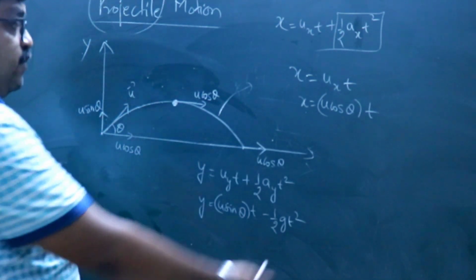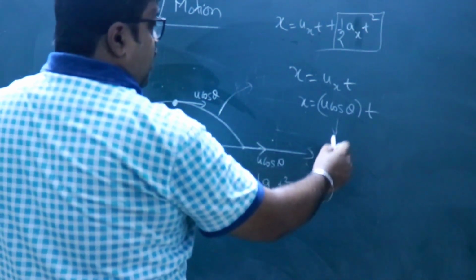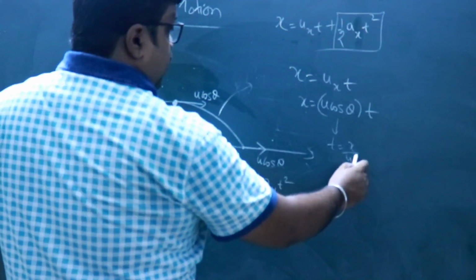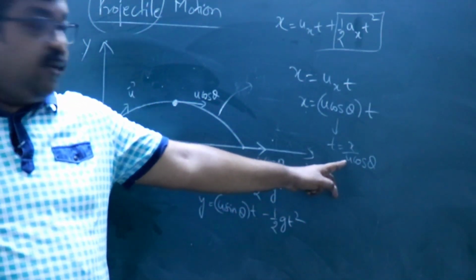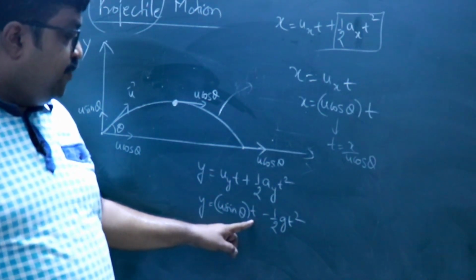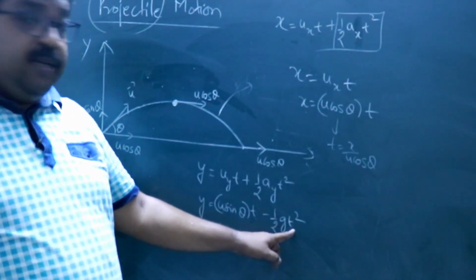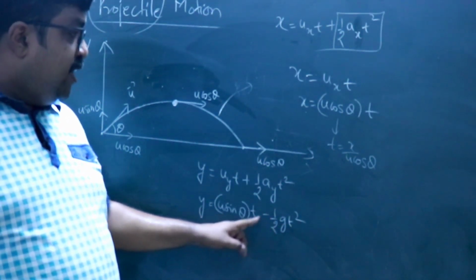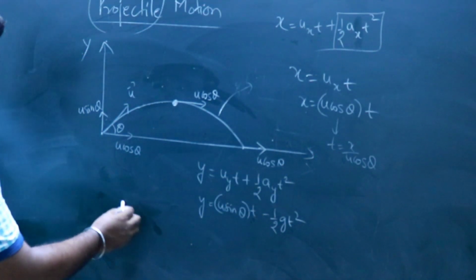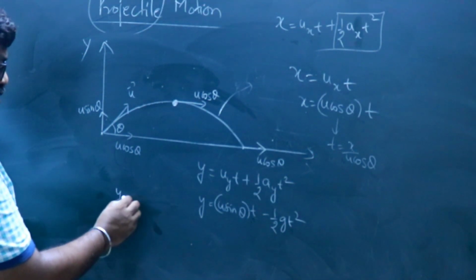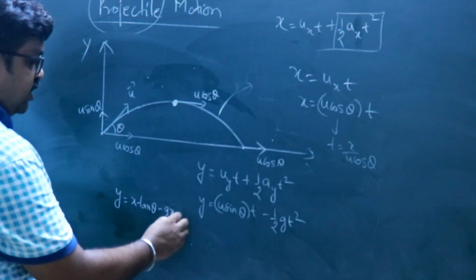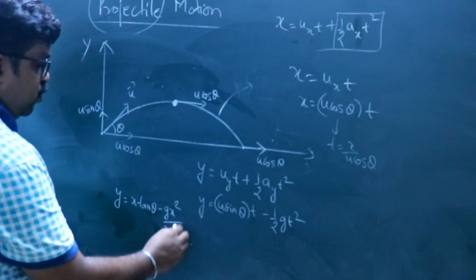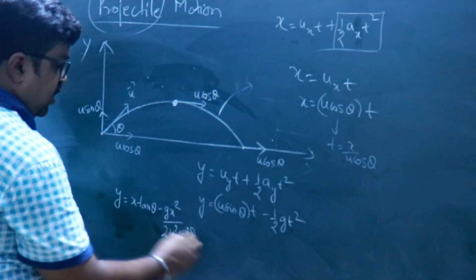Okay, so now if you substitute, if I take t is equal to x by u cos theta, and substitute this value of t over here, replacing this t and this t square, then on replacement I get y is equal to x tan theta minus gx square divided by 2u square cos square theta.